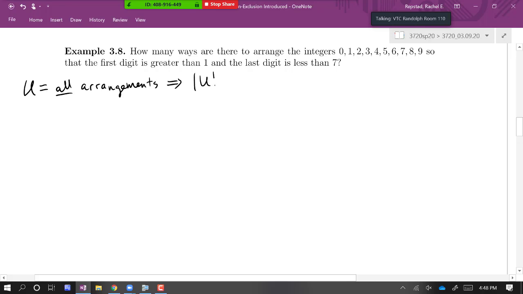So how big is the universal set? I've got 10 digits, right, from 0 to 9. How many ways can I pick the first one? 10. Yep. So let's say I picked it. How many ways to pick the next one?